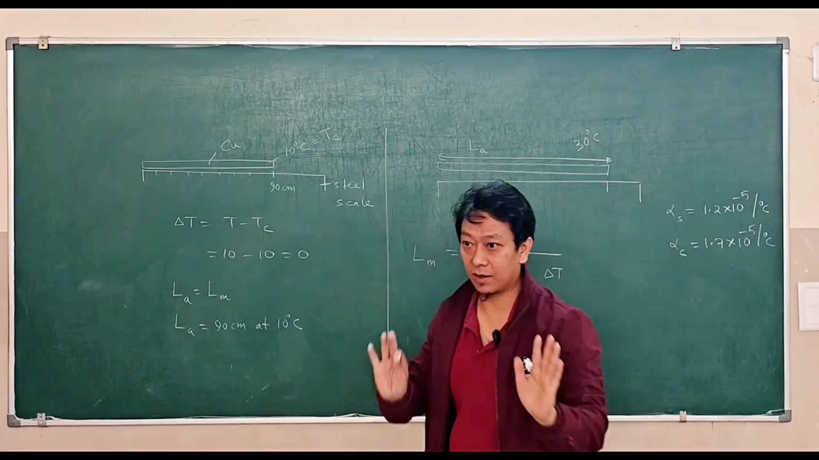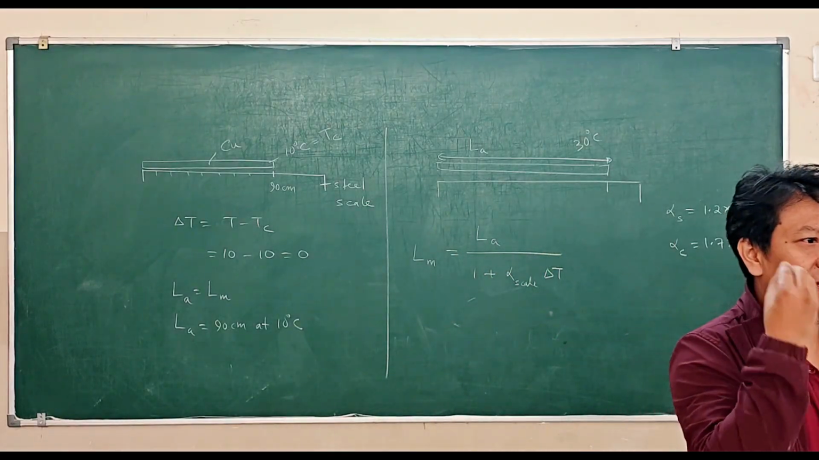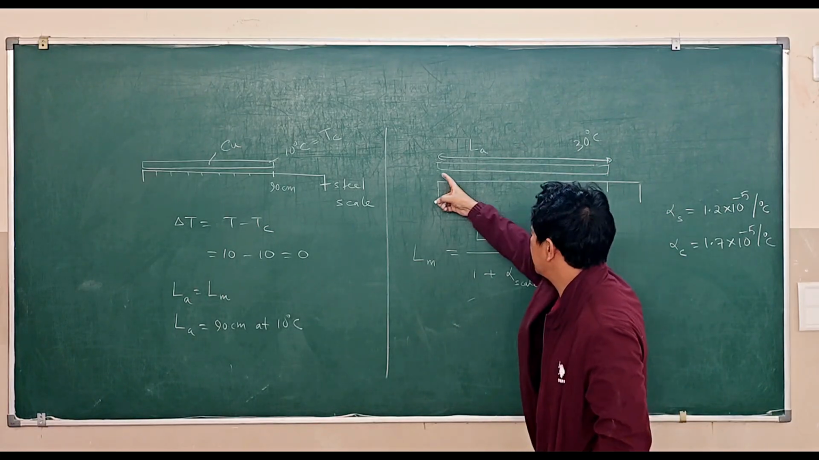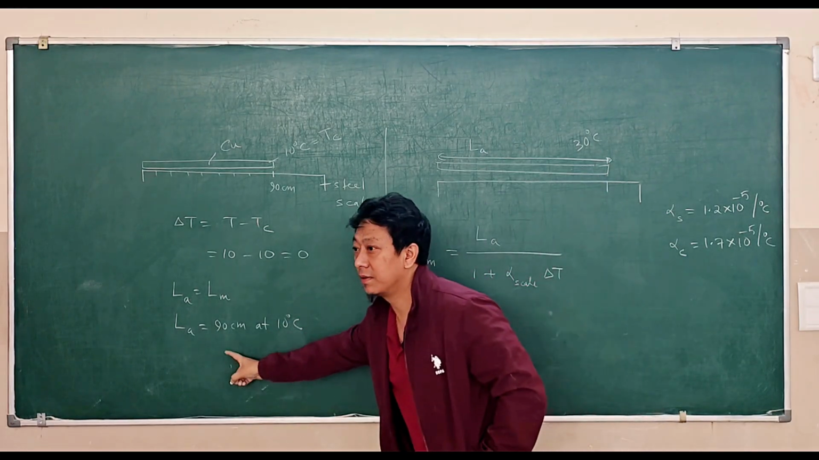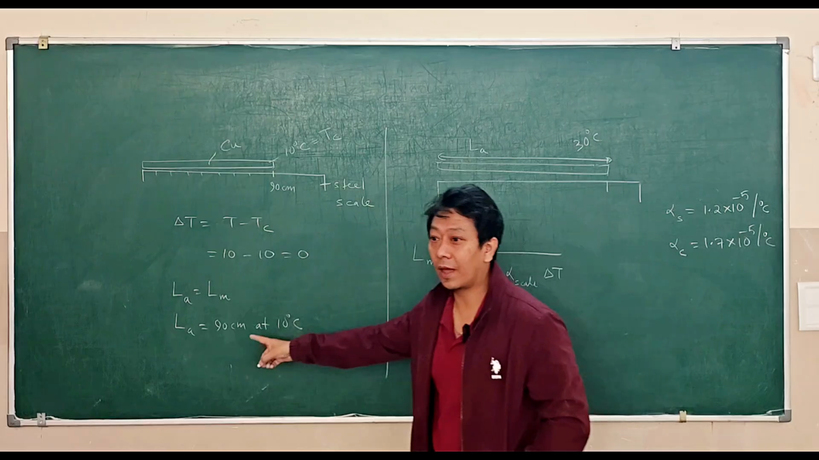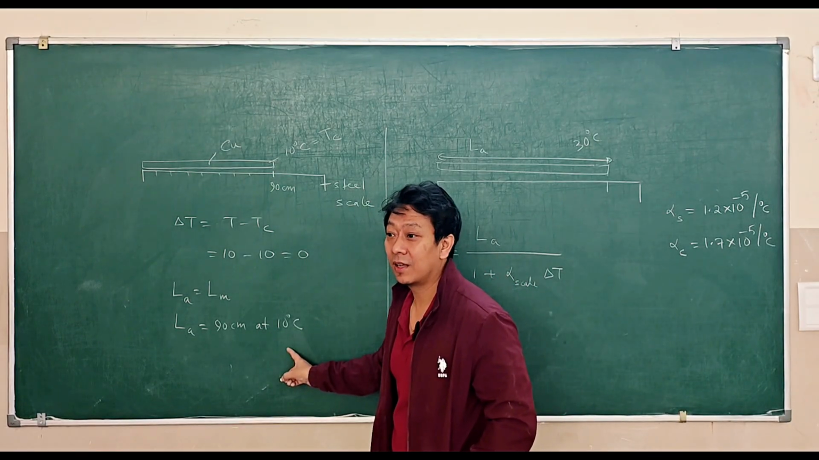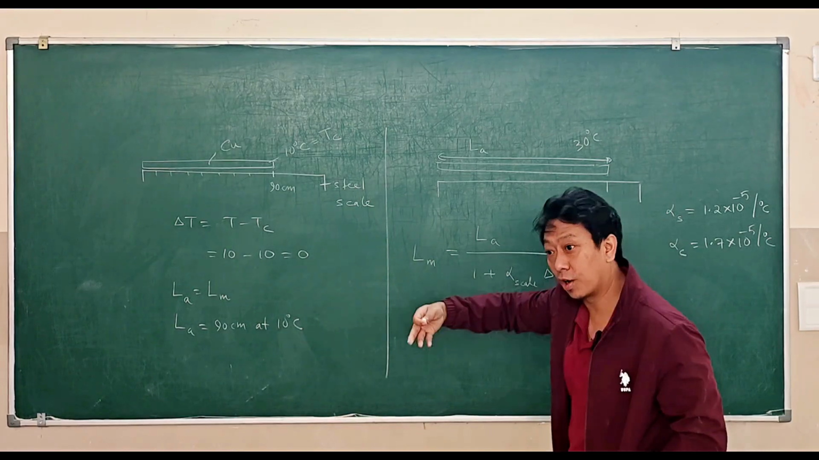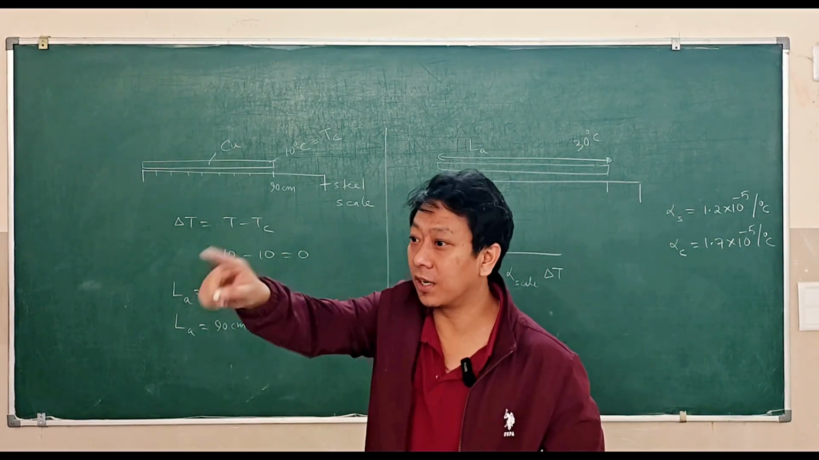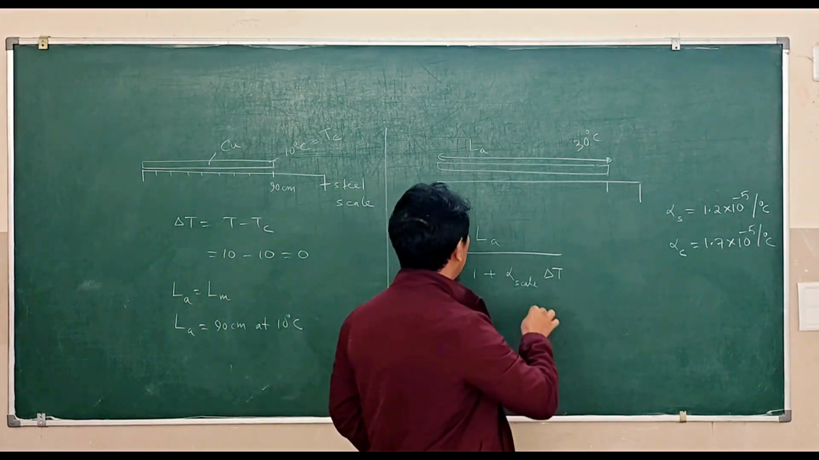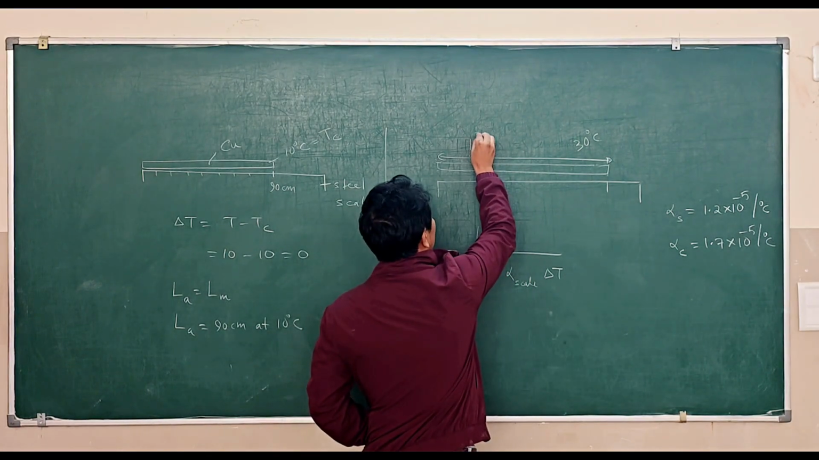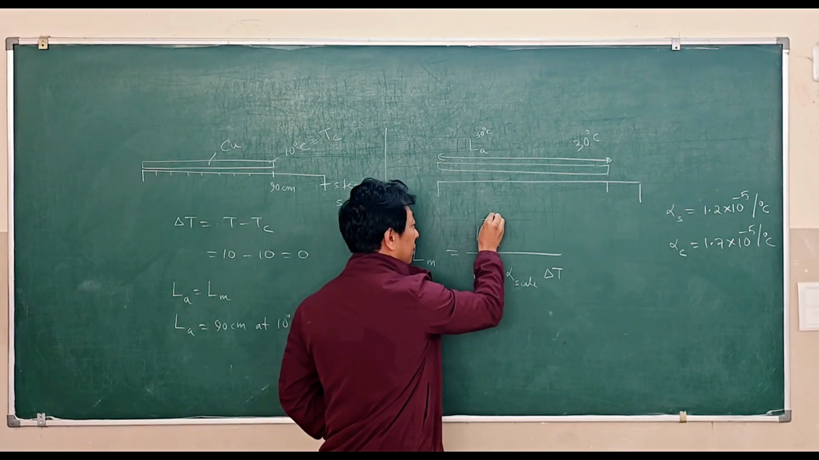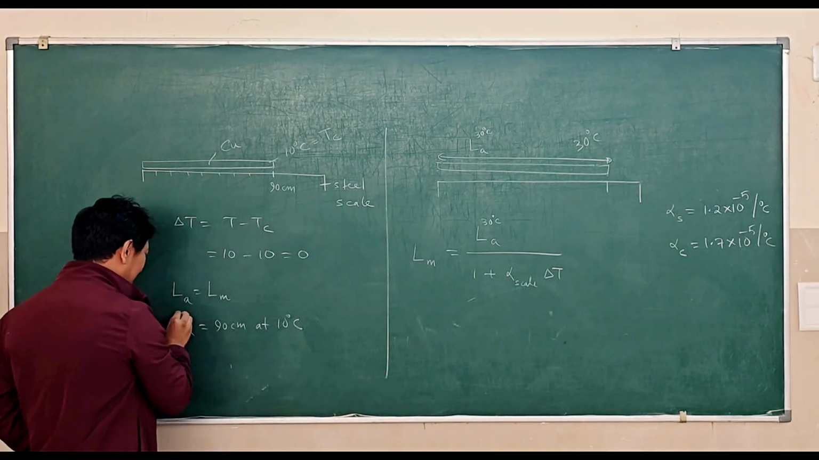Wait, we have to think. I may have written the symbol the same. Is this length this itself? No. Because this was actual length at 10 degree. And they used at what temperature? 30 degree, not only the scale, even the rod. They told both are at 30 degree. So we have to find this L actual at 30 degree. This is L actual at what? 10 degree.